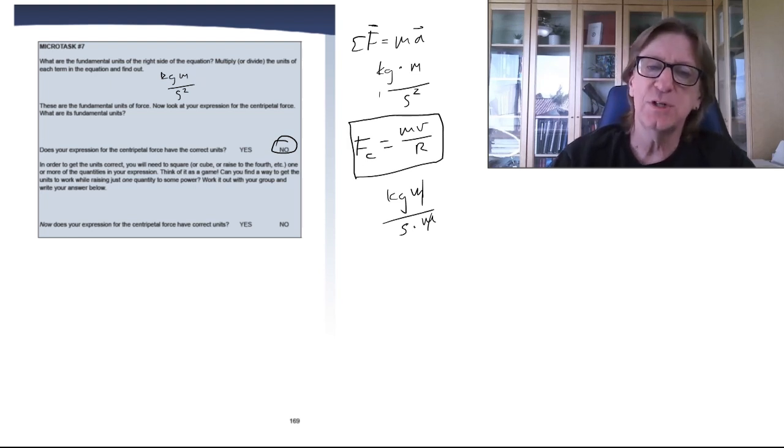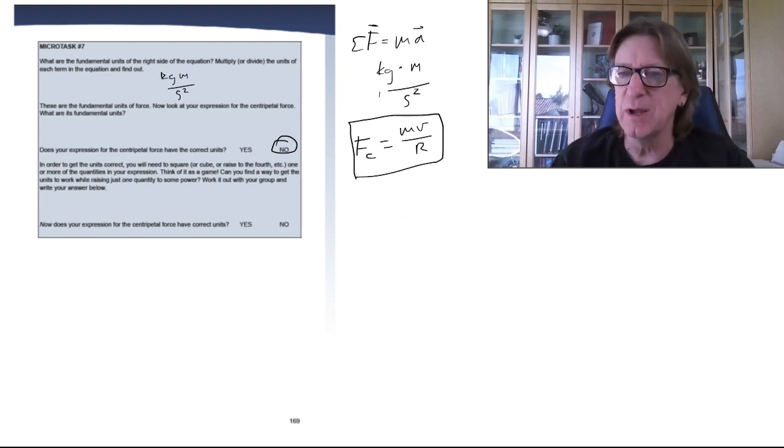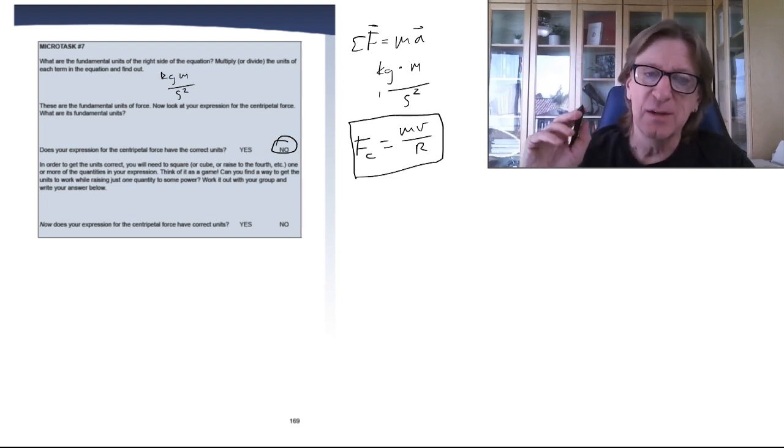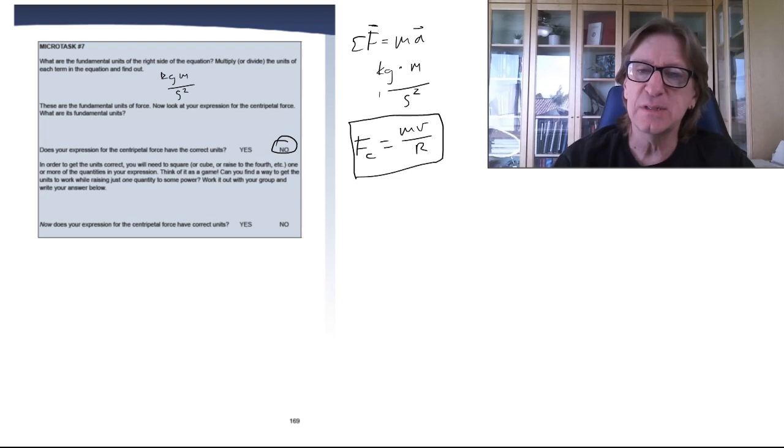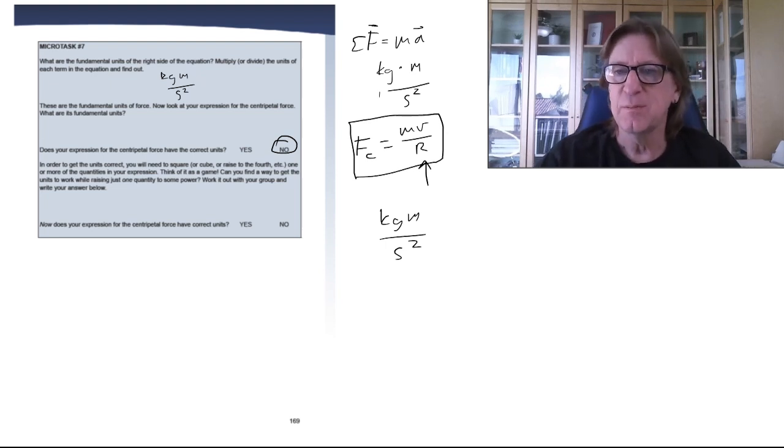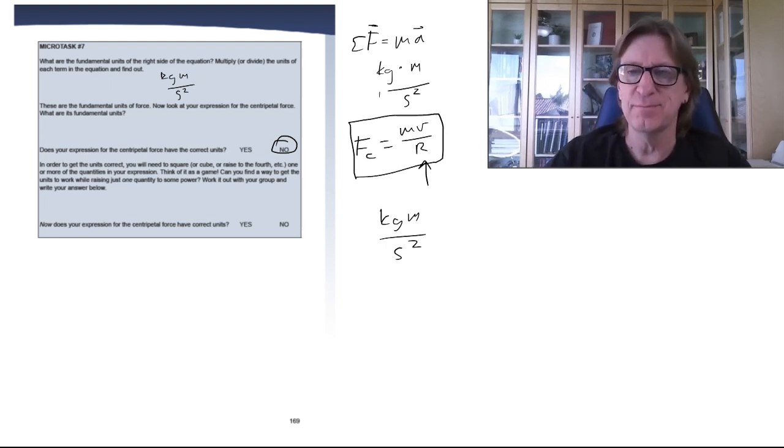So what we want you to do now, pause the video. We're going to play around. I want you to play around with squaring or cubing or taking the square root or whatever you need. I can't change that I've got to have an m and a v on top and an r in the bottom. But I could, for example, square the mass, or square the radius, or raise the velocity to the third power. Figure out a way to make it so that the units of the centripetal force equation end up being kilogram meters per second squared. Pause the video, play the game, and then come back and let's look at it.